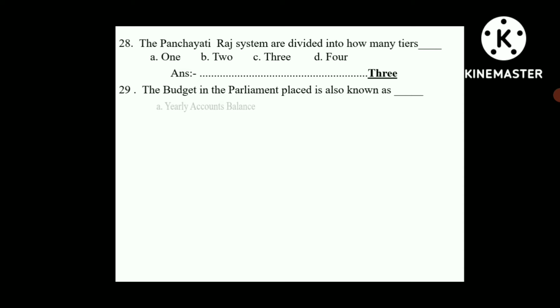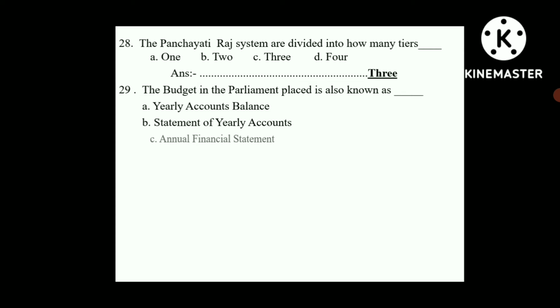Coming to the 20th question, the Panchayati Raj system is divided into how many tiers? Is it 1, 2, 3 or 4? It is a 3-tier system.